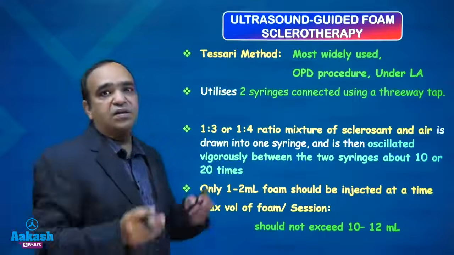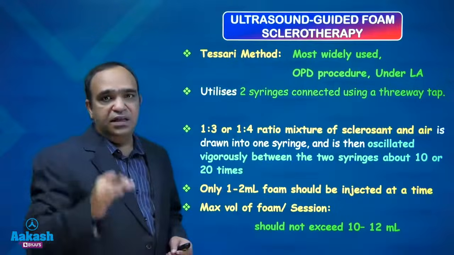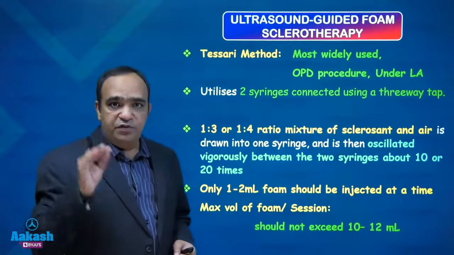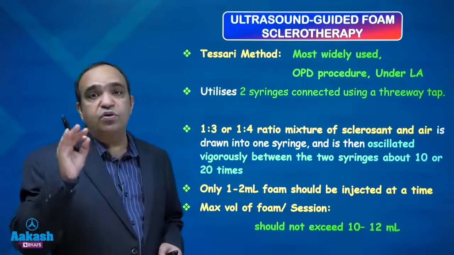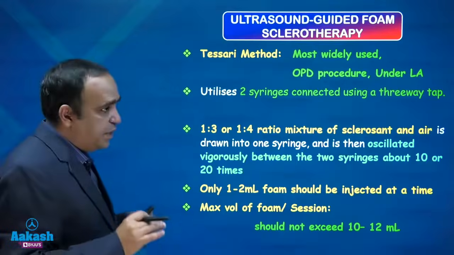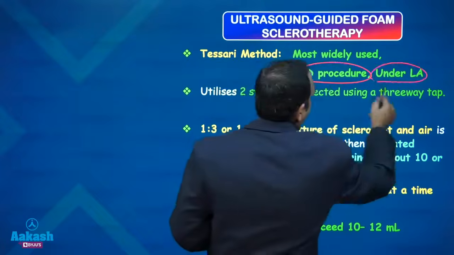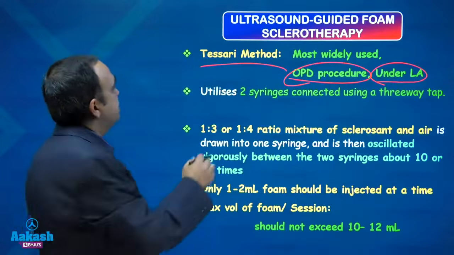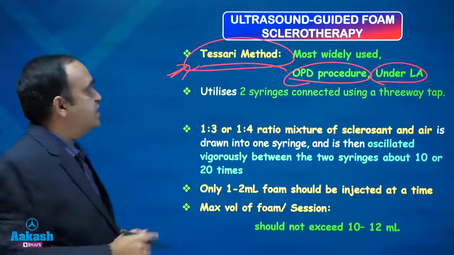Okay, now the foam sclerotherapy, I skipped it in the beginning. One of the techniques of giving sclerotherapy, as I told you before also, sclerotherapy is not curative for bigger veins, it's only for smaller veins, reticular veins less than 3 millimeter. The benefit of this is it can be used as an OPD procedure under local anesthesia, doesn't require admission, doesn't need general anesthesia. And the technique used is called the Tessari method.